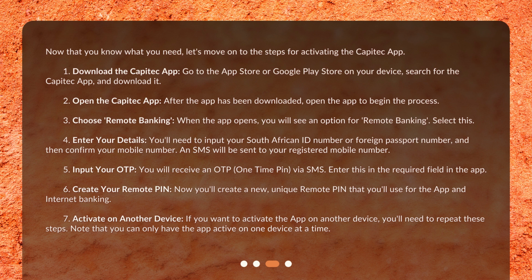7. Activate on another device. If you want to activate the app on another device, you'll need to repeat these steps. Note that you can only have the app active on one device at a time.